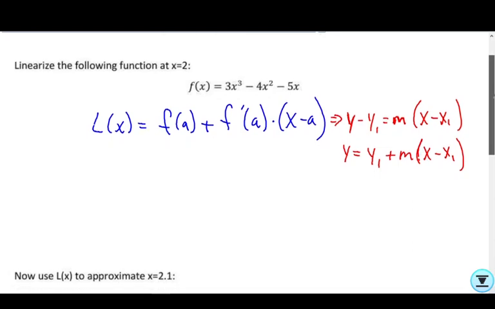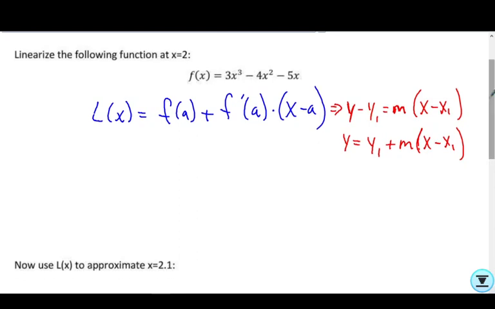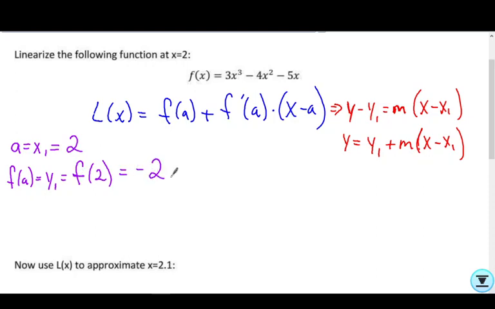So just like we used to do with finding a tangent line, the first thing we need to know is what a is, or x1. In this case, it's 2, because that's where we're linearizing. Then we find f of a, which is y1, which is f of 2. So we plug 2 into our function, and we get negative 2. Then we need f prime of a, which is the slope at a.